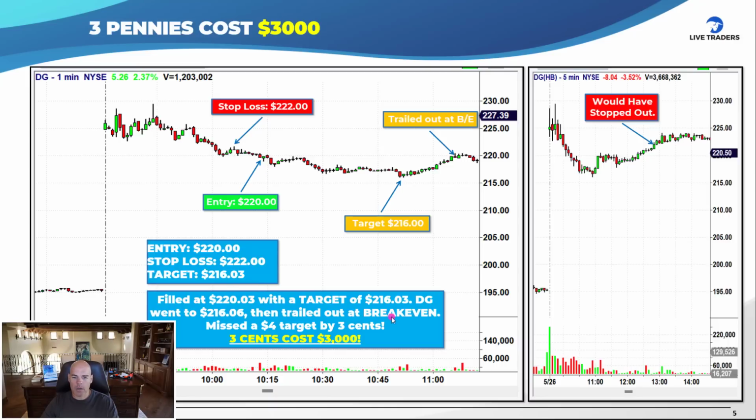All right, my target was $216.03. That's $4, right? It's a $2 stop loss, and I have a $4 target. All right, the goal was to make $3,000 on this. DG went to $216.06, then trailed out at break even.